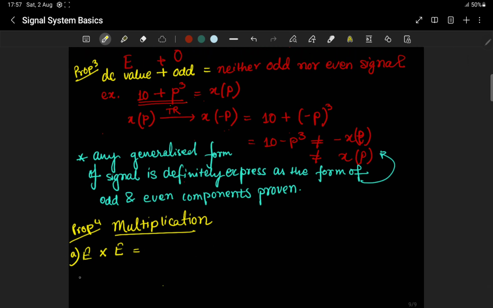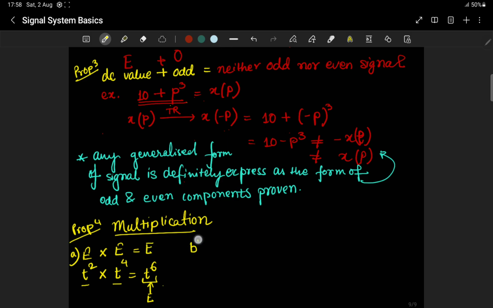This is our A. See, even signal t square is an even signal, right? And when we multiply with another even signal, let's say the other even signal is going to be t to the power 4. So what is going to give us? We know when we multiply two things having powers with the same base t, we are just adding the powers: t to the power 6. So what is this t to the power 6? This is definitely an even signal. So when we multiply two even signals, we are definitely going to get an even signal.